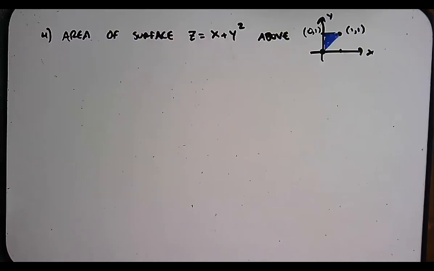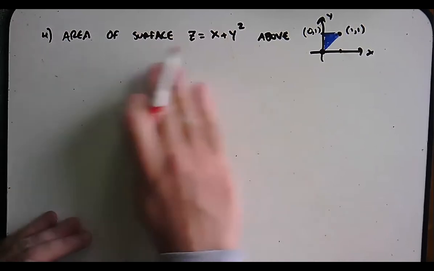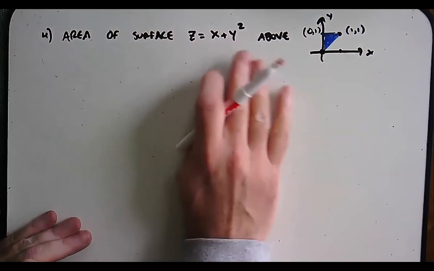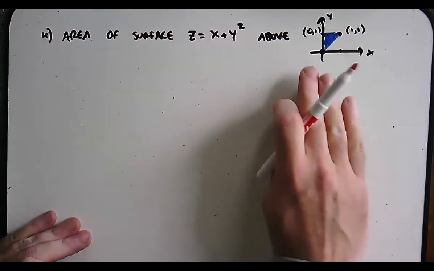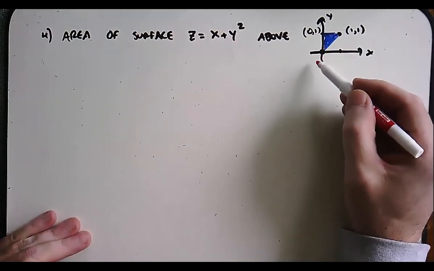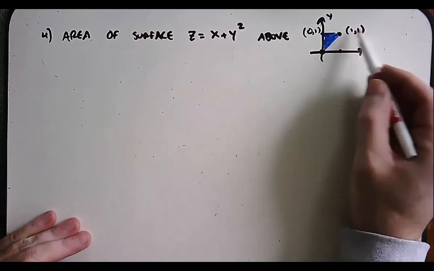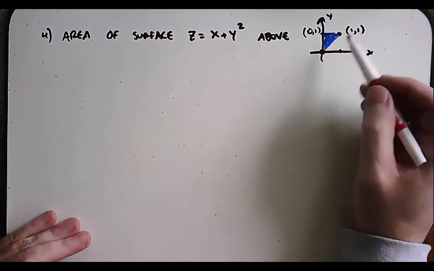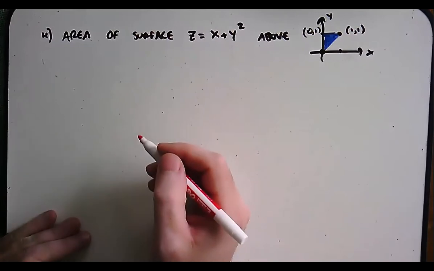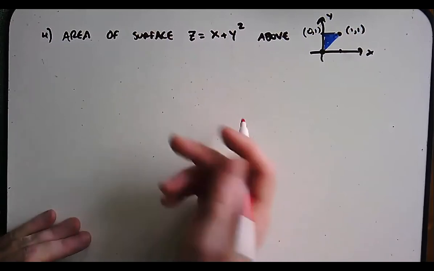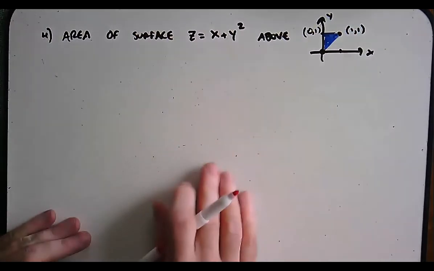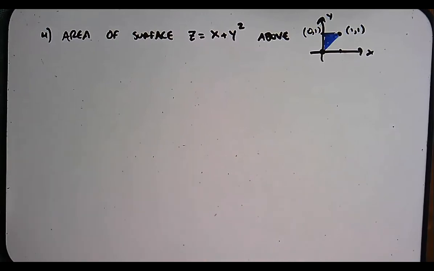Okay, here's our fourth and final problem. This one's a little bit different. We want to find the area of this surface, z equals x plus y squared, that is above this triangle that has vertices 0, 0, 1, 1, and 0, 1 in the xy plane. So one thing that's important to this problem is that the surface is smooth, right? It's differentiable. There's no sorts of discontinuities in the region that we're looking at here.